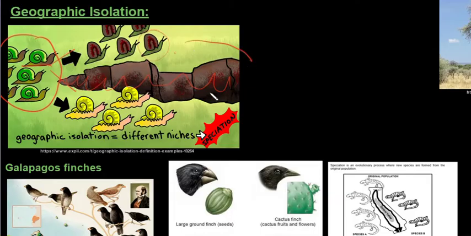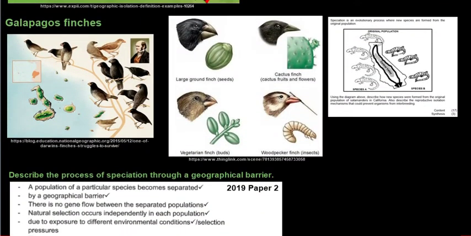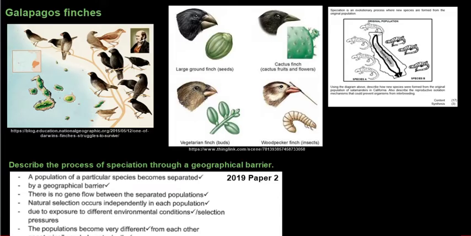So when they do eventually meet again at some point, they are not able to interbreed because they are so different. And then, as you know, we need to know some examples of this. So the first one is the Galapagos finches. You only have to know one of these, but be prepared to answer any questions asked. So the Galapagos finches, also known as Darwin's finches, obviously occur in the Galapagos Islands.